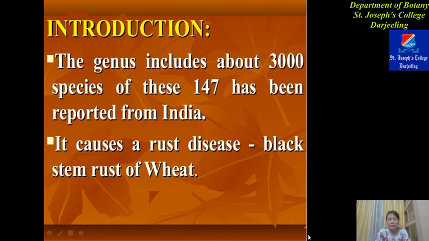That is Puccinia graminis. Puccinia graminis is a plant pathogen and causes heavy loss in wheat, which is one of the staple foods of Asian countries. The genus includes about 3,000 species worldwide, but India reports only 147. It causes the rust disease, or the black stem rust, of wheat.